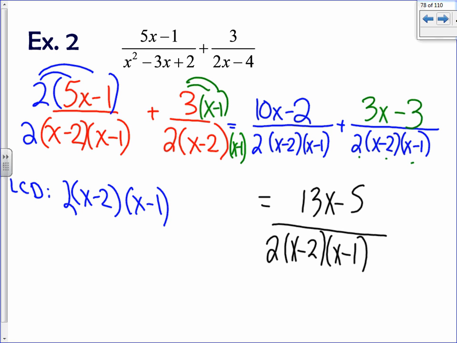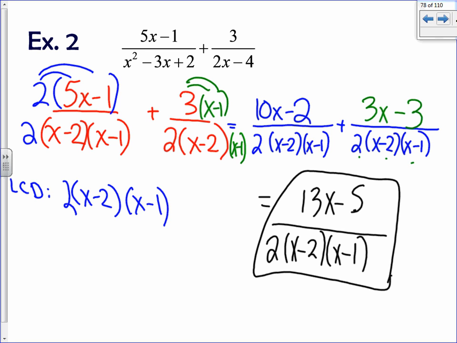There is a possibility that you would need to reduce the fraction at this point. But 13x minus 5, this numerator here, is not factorable. It is a prime factor, and that does not cancel out with any of the factors in the denominator. So you are finished.